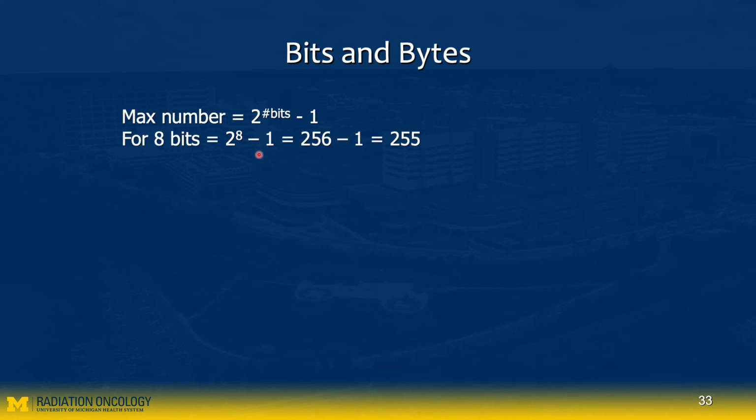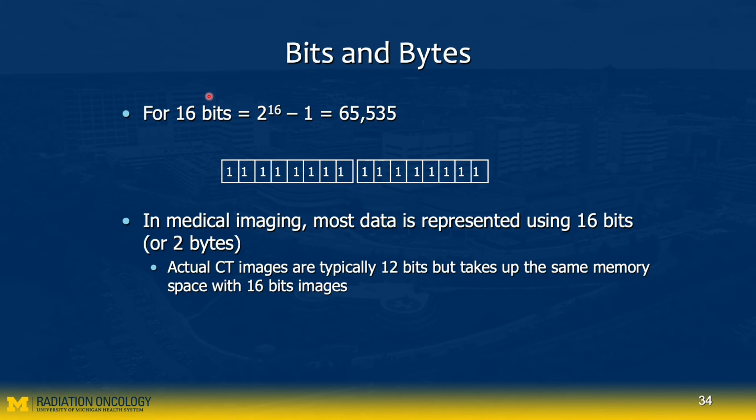Okay, so one way of figuring that out is: what is the maximum number that it can store? You can say 2 to the number of bits minus 1. So for the 8-bit image, the maximum number it can store is 2 to the 8, which is 256, minus 1, so 255. So that was 8 bits.